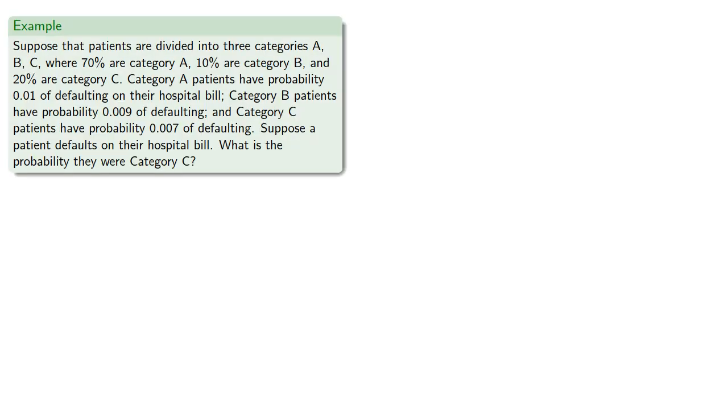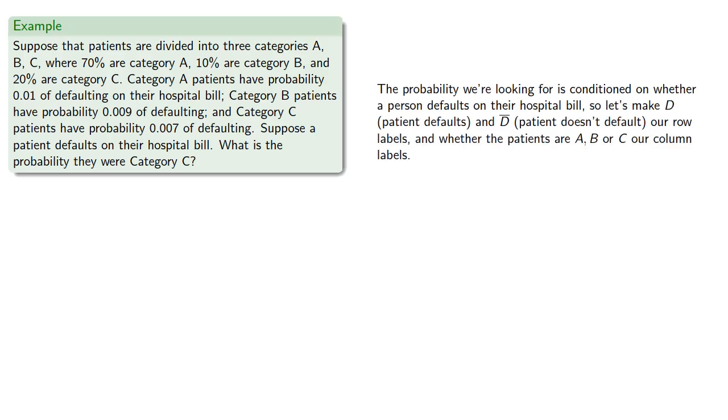For example, suppose we have patients divided into 3 categories where 70% are in A, 10% are in B, and 20% are in C. And patients in the different categories have different probabilities of defaulting on their hospital bill. So suppose a patient defaults on their hospital bill, what's the probability they were in category C? So the probability we're looking for is conditioned on whether a person defaults on their hospital bill.